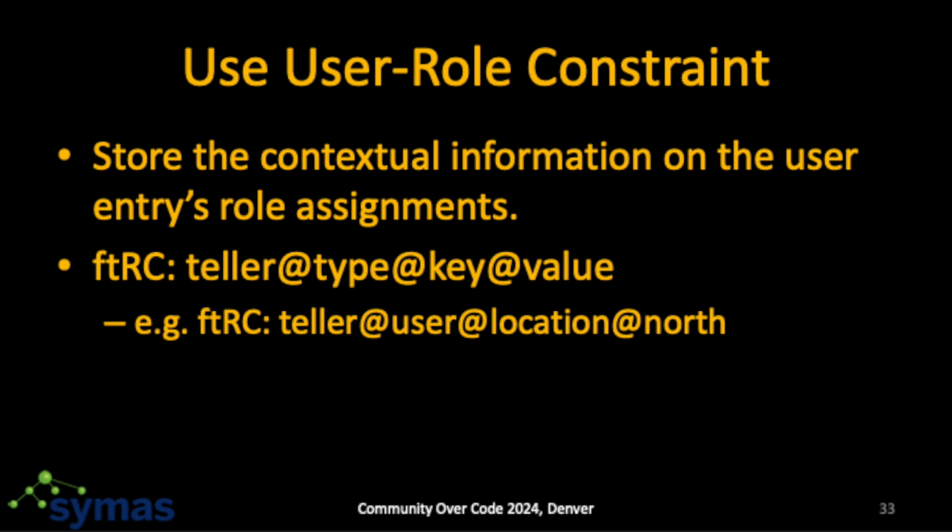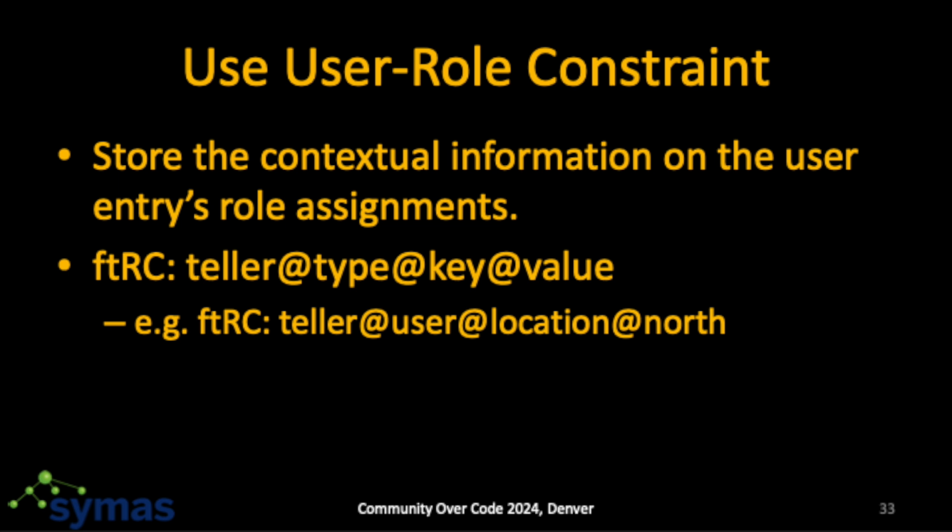So again, we're talking about context. We can store the contextual information of the user on the entry's role assignment. In RBAC, there's already a user-to-role entity, because it has to be assigned, so there has to be a relationship there. It's already there, and on that entity we can introduce a constraint. I had temporal constraints already. We can introduce another kind of constraint that we'll call a user constraint that can be on a role, say teller. So this is actually kind of what that entity looks like.